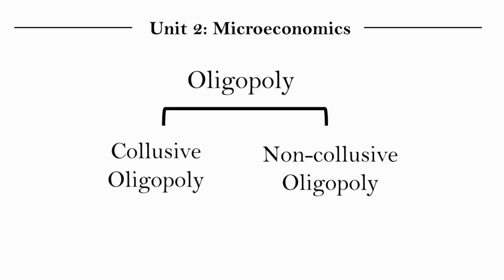So thus far we looked at what an oligopoly is and what a collusive oligopoly looks like, which is basically a monopoly. In our next video, we are going to talk about non-collusive oligopolies and what that would look like.